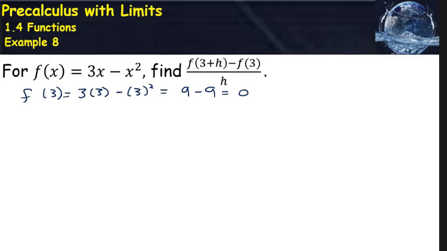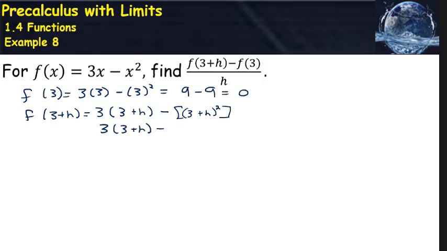Now f of x, or f of 3 plus h, is the same. Everywhere I see an x, I'm going to replace it with 3 plus h. So I have 3 times 3 plus h minus 3 plus h squared. So this is 3 plus h minus 3 plus h, 3 plus h.